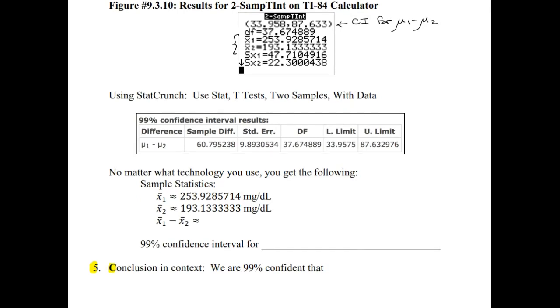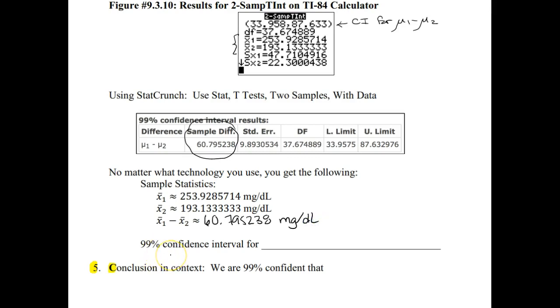No matter what technology we use, we're going to get this difference in the sample means, x bar 1 minus x bar 2. On the TI-84, it gives the separate ones that we would need to subtract, and on StatCrunch, it already computes that difference for us. That difference is the same as the last example, 60.795.238, and again we need milligrams per deciliter.